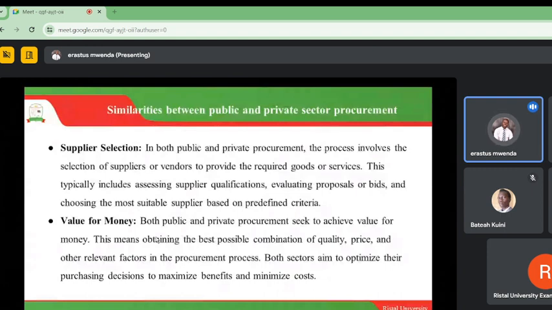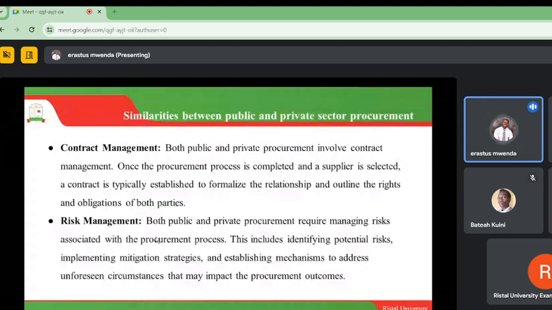We also have similarities in regards to contract management. Both public and private procurement involve contract management. So once the procurement process is completed and a supplier is selected, a contract is typically established. So in both instances, private and public, we have the issue of a formal contractual document that shows the relationship, and it is also going to outline the rights and obligations of both.